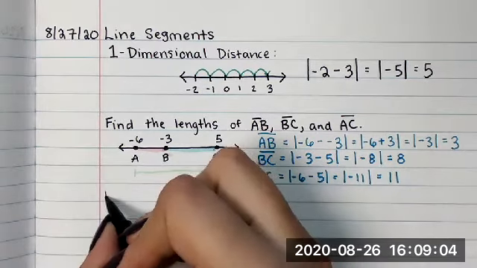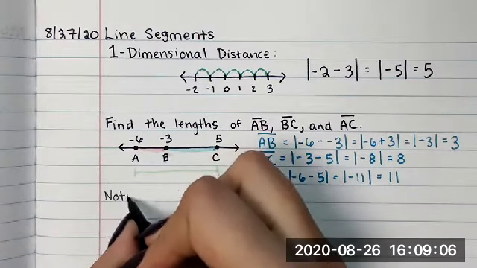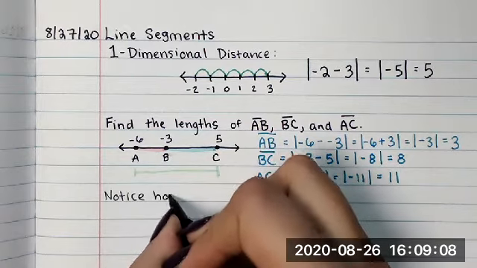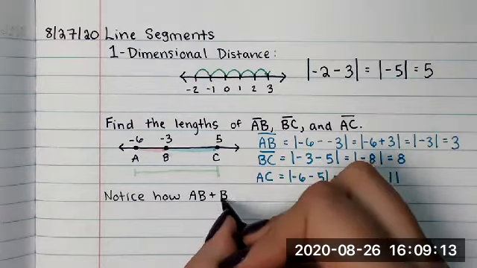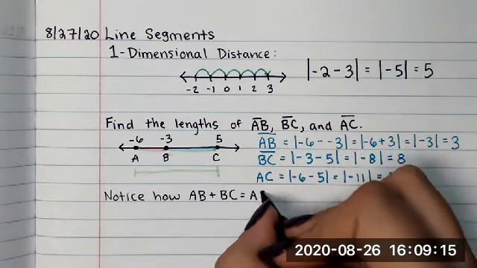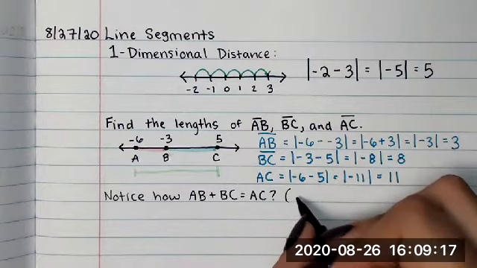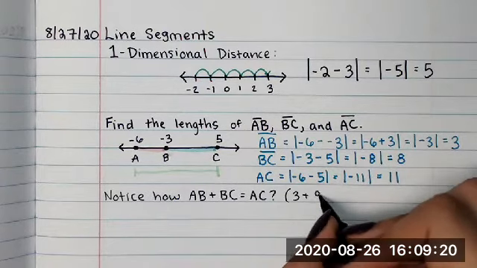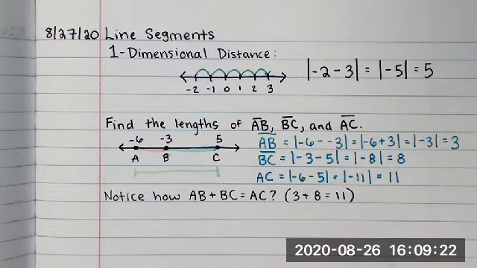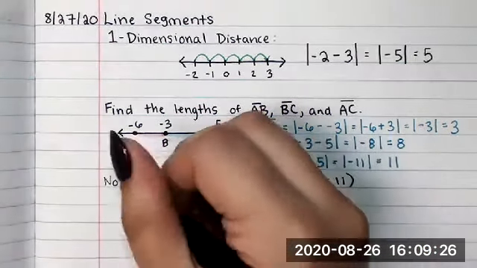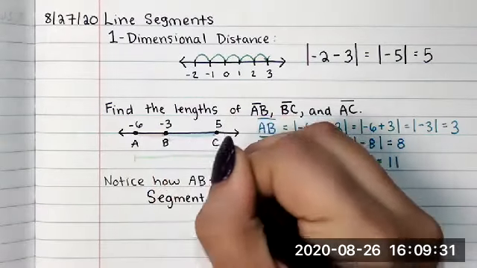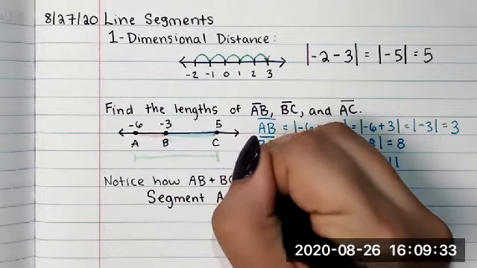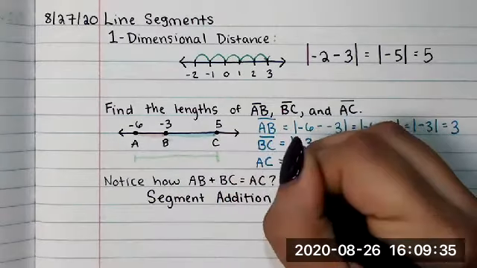So just for a little note for ourselves, notice how AB plus BC equals AC. That is 3 plus 8 made 11. Well, that's a little something called the segment addition postulate.